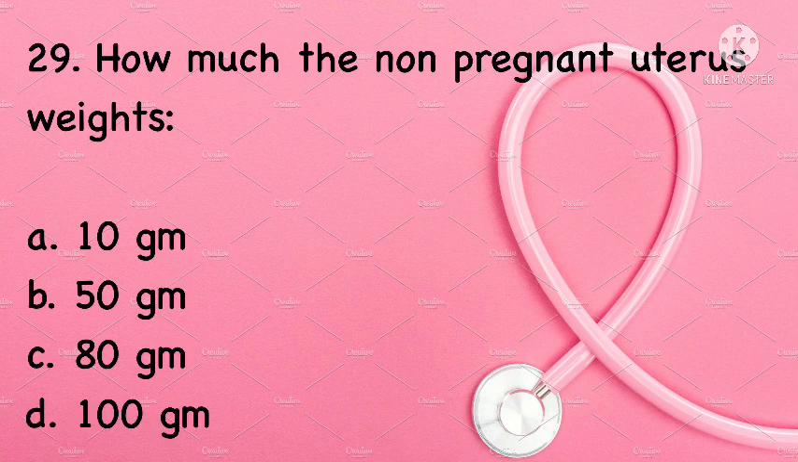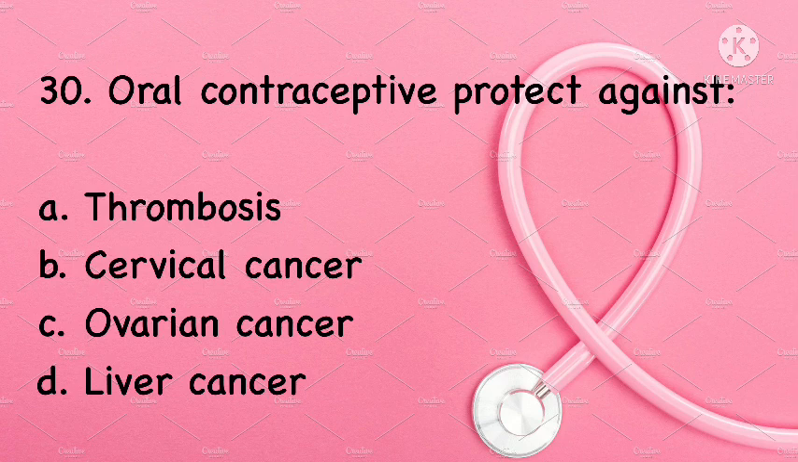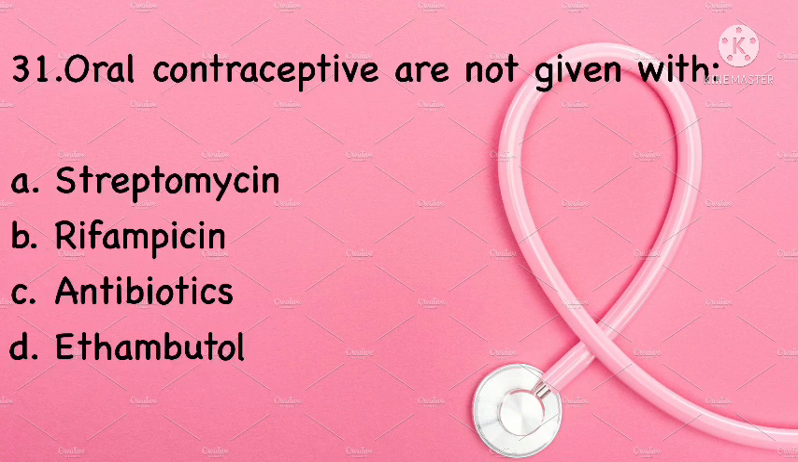How much does the non-pregnant uterus weigh? 10 gram, 50 gram, 80 gram, 100 gram. Correct answer is B. 50 gram. Oral contraceptives protect against: thrombosis, cervical cancer, ovarian cancer, liver cancer. Correct answer is C. Ovarian cancer.